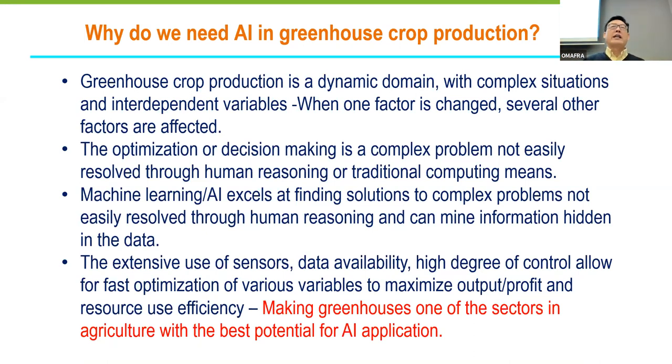That's why AI is coming in. It's good at handling this kind of problem. When you make one decision or one change, the AI is able to figure out what the end result is. As a matter of fact, controlled environment agriculture is one of the best sectors in agriculture for applied AI. The reason is we have a lot of sensors, a lot of data sets, and a high degree of control. Anything we change, we can control it and realize the benefit.